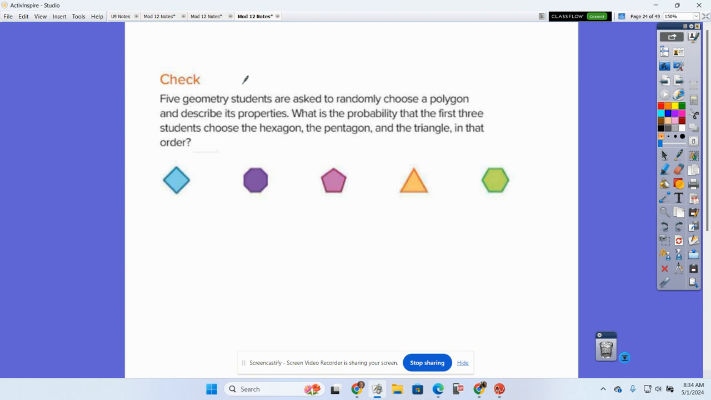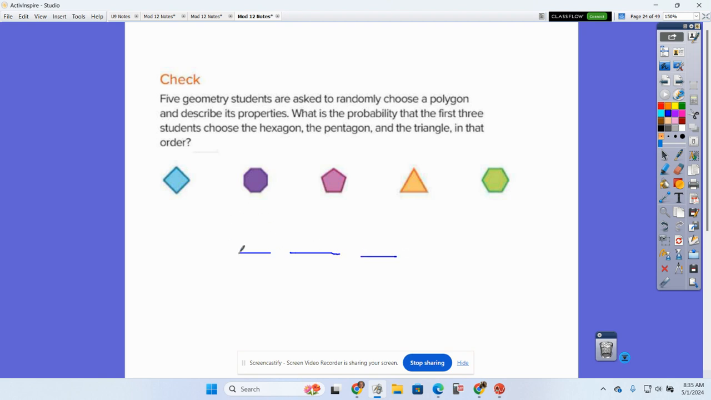Sometimes it's easier to just work through the idea. So 5 geometry students are asked to randomly choose one of these polygons and describe its properties. Once you choose one, it's going to go away. What's the probability that the first 3 students choose the hexagon, the pentagon, and the triangle in that order? Okay, so first 3 students is all I care about.